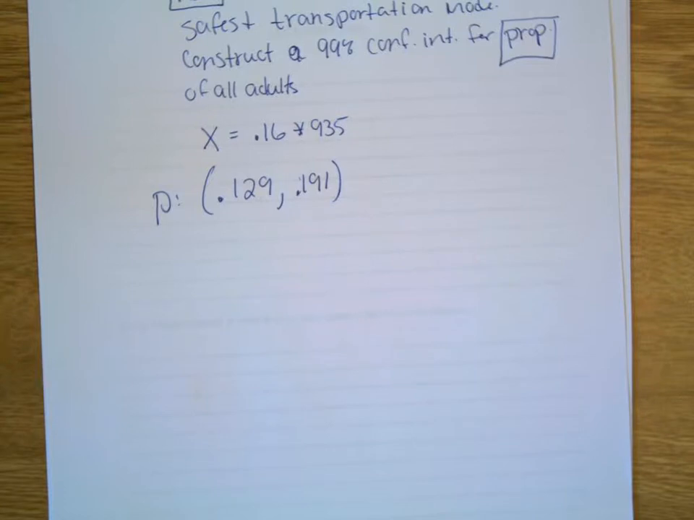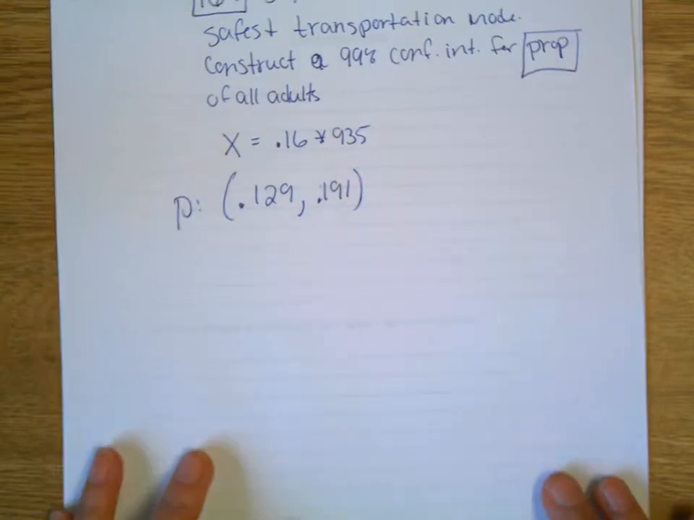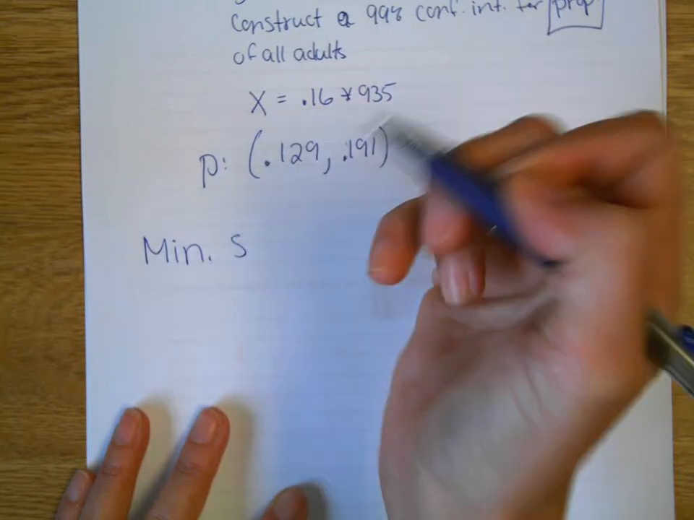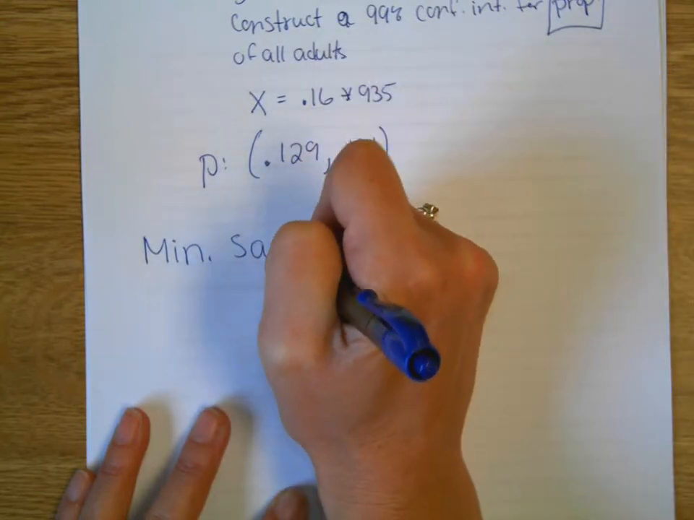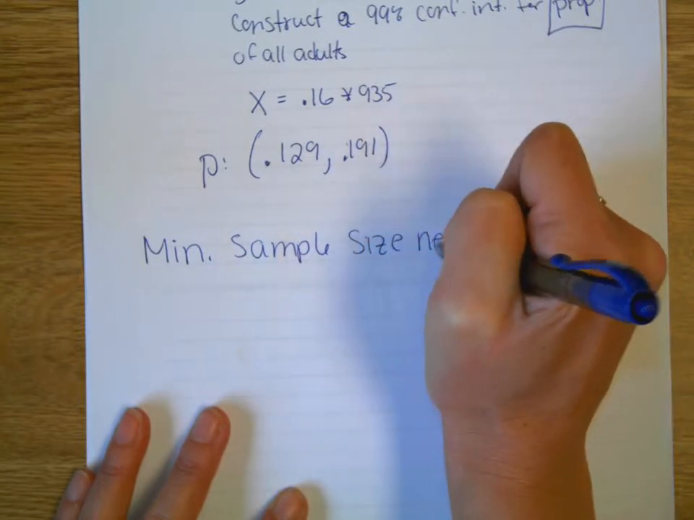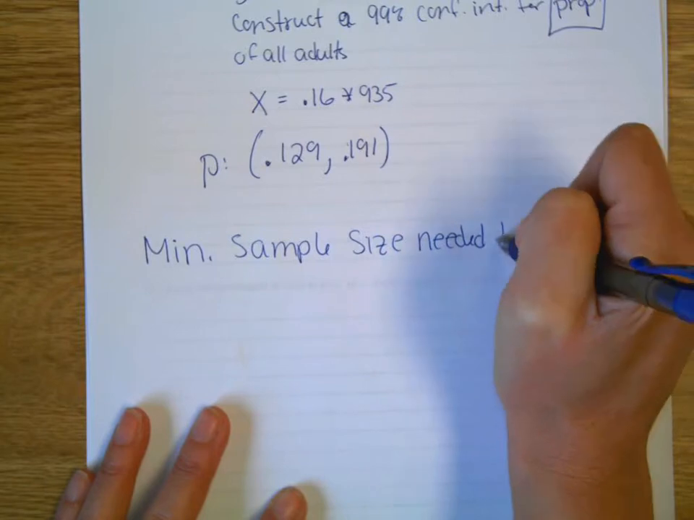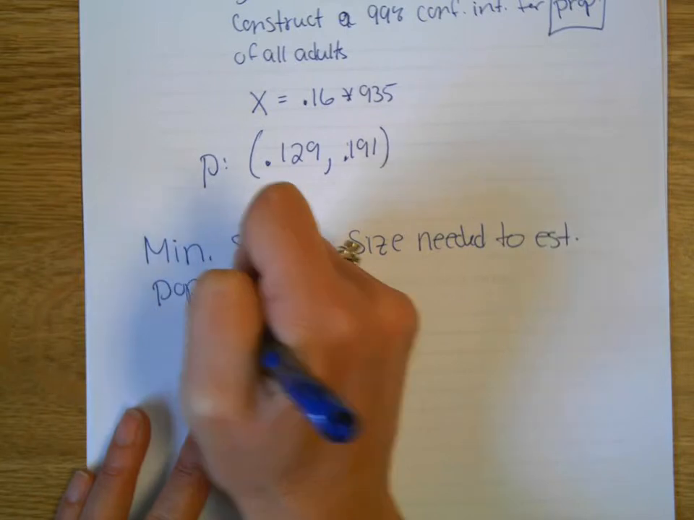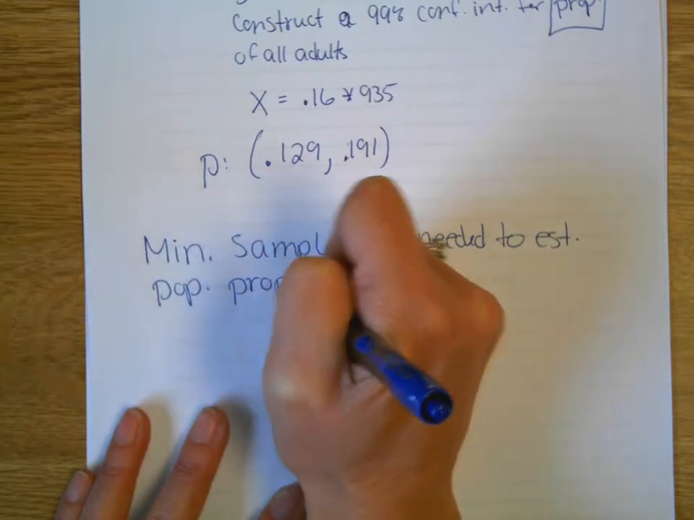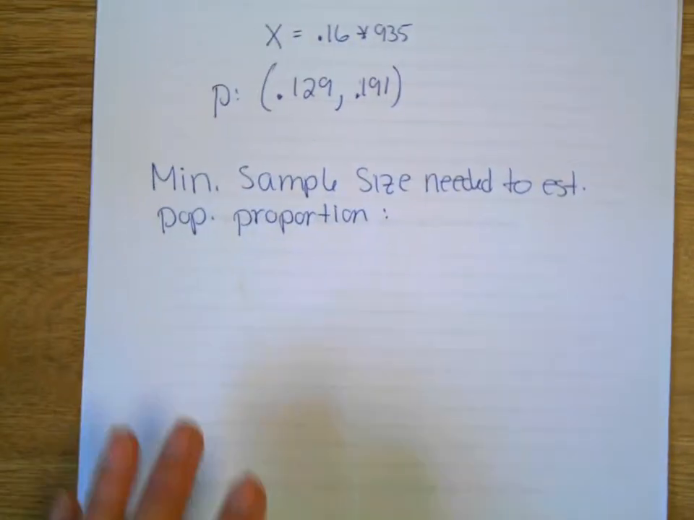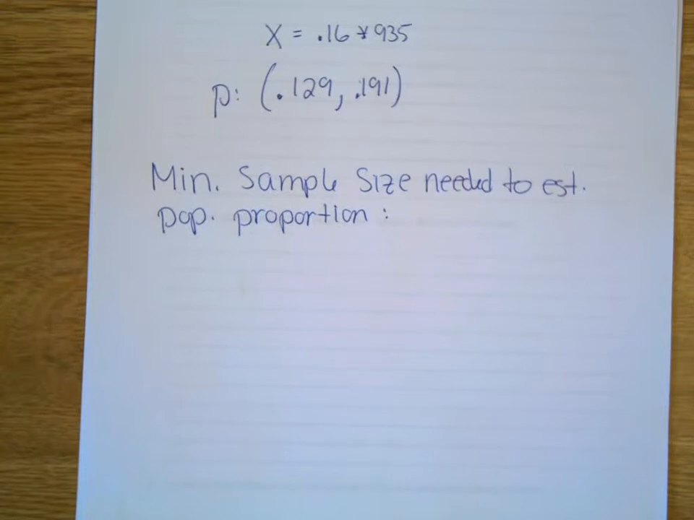All right, last thing is minimum sample size for proportions. Minimum, how much is this going to take? A little bit of algebra. About 5, 6, 7, 8 lines. So we had a minimum sample size when we were working with population mean. Now we're going to do one for population proportion.